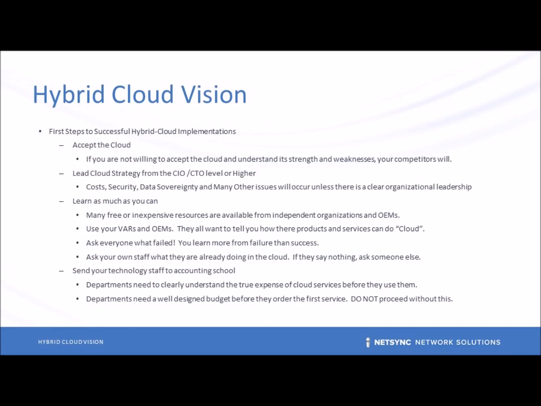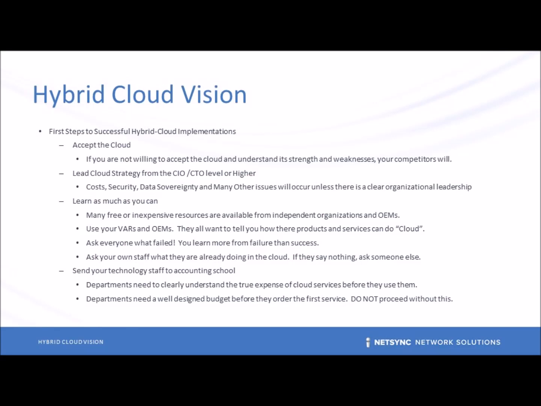If you don't have a cloud strategy, in most cases your competition will, and as the cloud matures, it will become a deficiency in your business strategy. You need to lead your cloud strategy from the CIO, CTO level or higher if possible. We've seen a lot of organizations try to start silos of different IT organizations or business organizations that want to run their stuff in the cloud. And then what happens is they end up doing their thing in, say, AWS, and someone else does their thing in Azure.